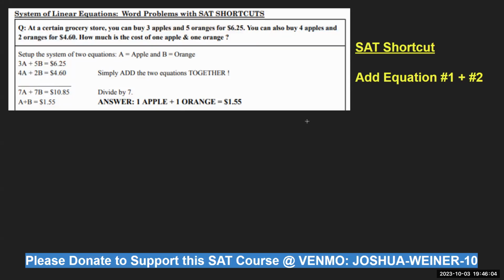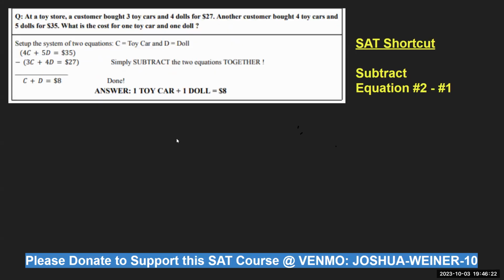All right, let's see how it also works on the SAT. Again, this can save you and give you an advantage over other students. If there's 25 minutes, as students are scribbling away, you've already completed an SAT question. Sorry, this isn't scrolling. All right, the next example I wrote for schools here in New York City, and it reads, a toy store, a customer bought 3 toy cars and 4 dolls for $27. Another customer bought 4 toy cars and 5 dolls for $35. Well, what is the cost of 1 toy car and 1 doll?